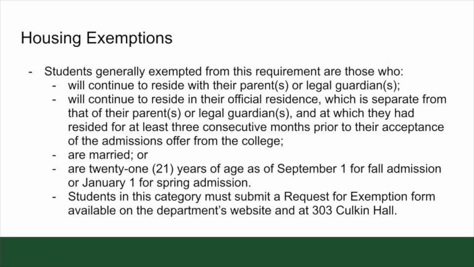Students who will be residing with their parents or legal guardians, who will continue to reside in their official residence, which is separate from their parents, and they've resided in that residence for at least 3 consecutive months prior to their acceptance of admission from the college, who are married or are over the age of 21 years old as of September 1st for fall admission or January 1st for spring admission, can be exempt from the housing requirement. For this, the request for exemption form must be filled out, which we have available on our department website and in our office at 303 Culkin.